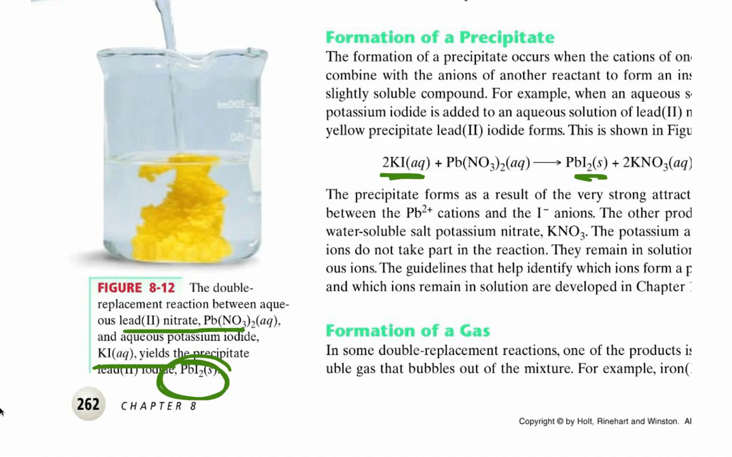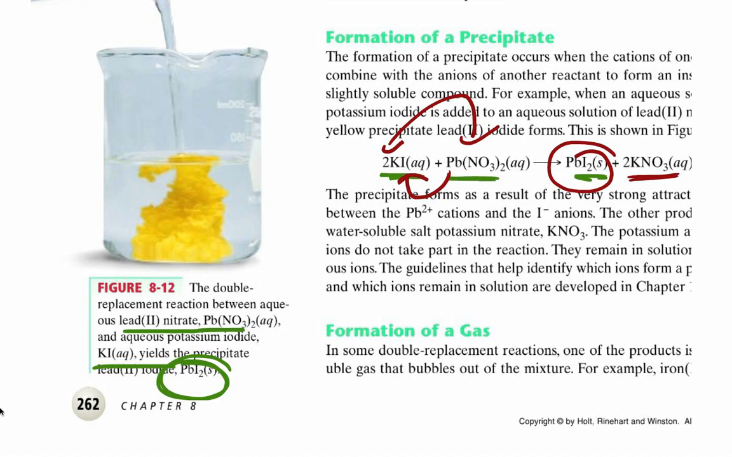So notice we have potassium iodide. Here we have lead nitrate. Now we have a double replacement. The potassium bonds to the nitrate, the lead to the iodide, and then boom, we have an insoluble solid and also an aqueous ionic salt left over. This is an example of double replacement.